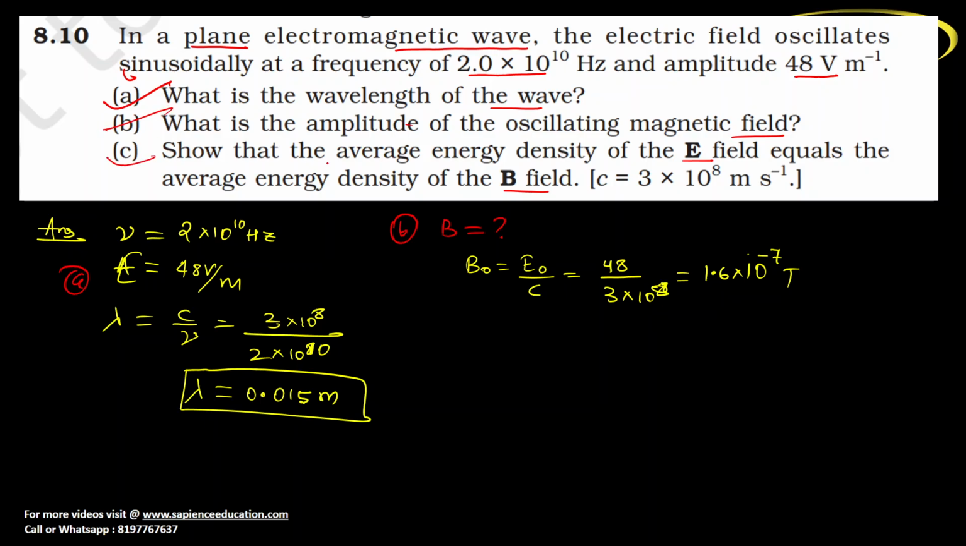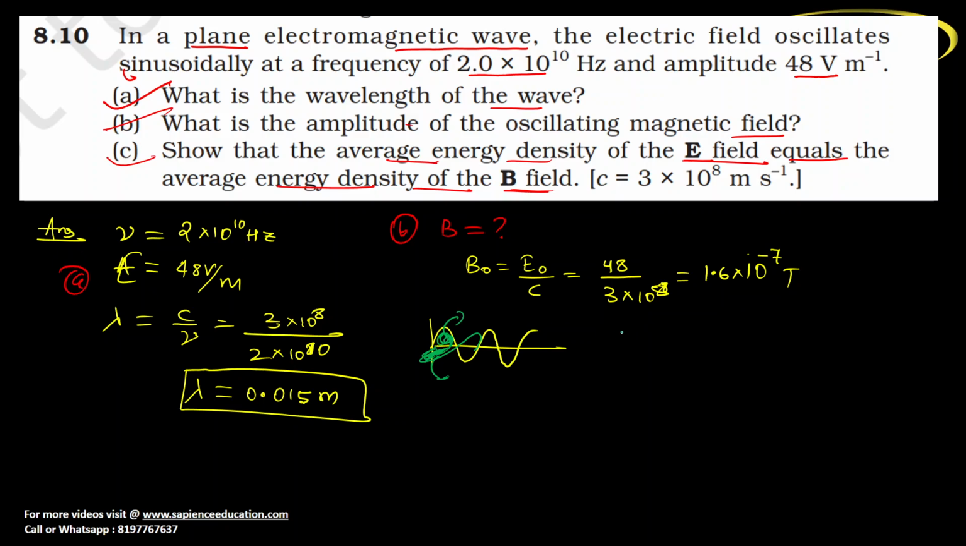Now part C: show that the average energy density of the electric field is equal to the average energy density of the magnetic field. If you want to understand from the diagram, suppose this is a diagram where you will find an electric field like this and a magnetic field like this, shown in a different color. They are asking whether the average energy density for the electric part and the magnetic part are both equal or not. You have to prove it, right?